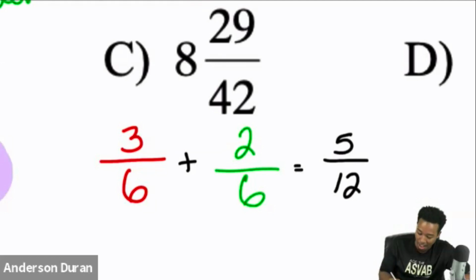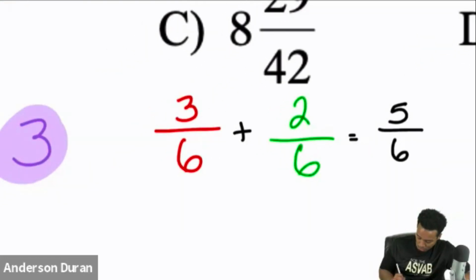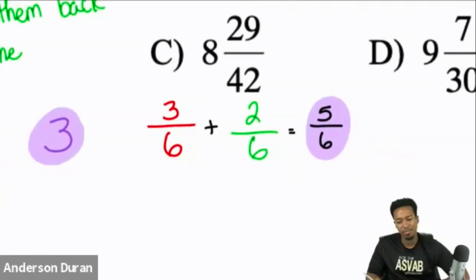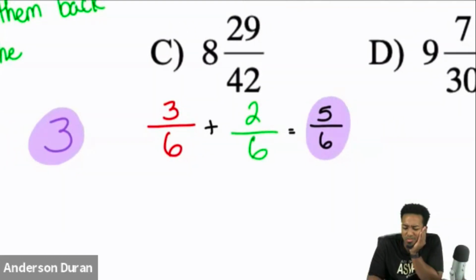Nah, exactly. It's going to be 5 out of 6. Keep the denominator the same. And so we found our result there. Everybody, what do we do with that 5 out of 6 again?